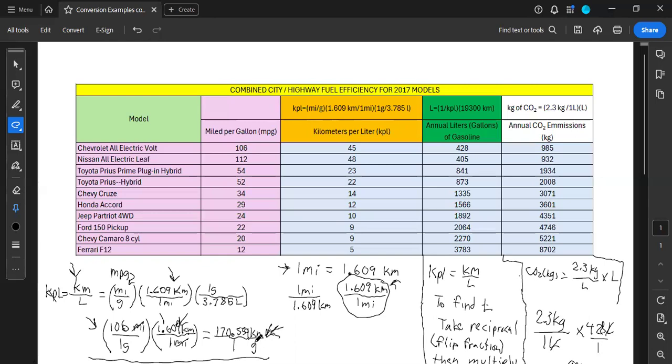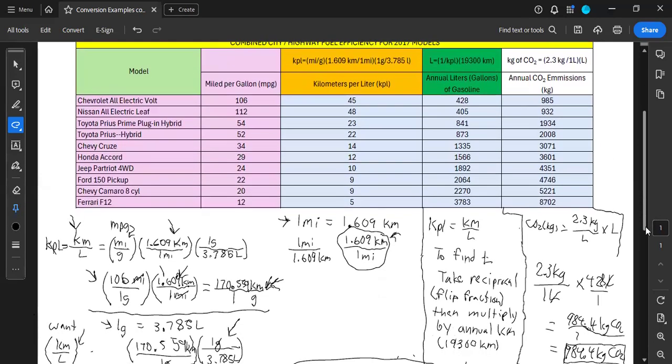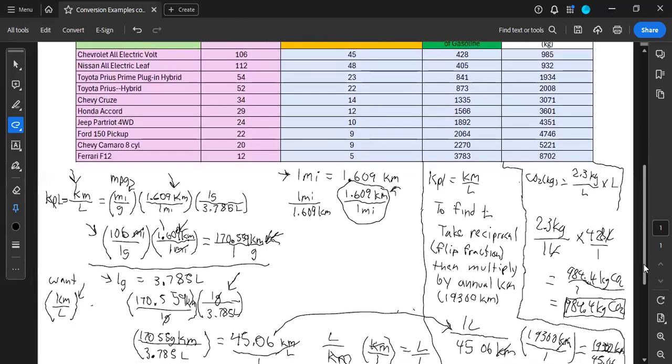Now we have to convert the gallons part. We want the liters on the bottom, right? And we have gallons right now. So we're going to have to convert that. So what do you think we're going to do? We're going to find the conversion factor between gallons and liters, which is right here, right? And when we write it out as a fraction, we're going to figure out what goes on top and what goes on bottom. Well, remember what we want. We want the kilometers on top and the liters on the bottom.